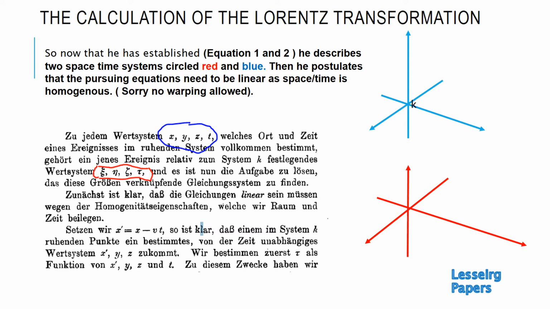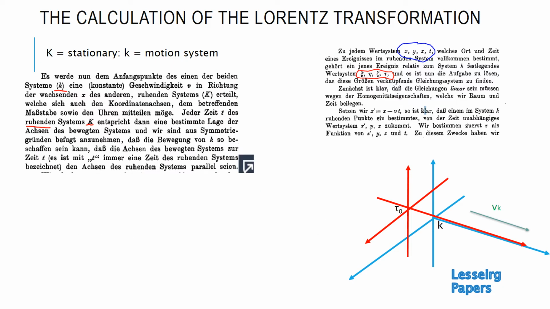He then clearly postulates that the ensuing equations need to be linear, as space-time is homogeneous. So all these things that are now being talked about, like warping and so forth, should not be allowed according to Einstein. I've quickly shown that the blue system, which is the moving system, is moving along the axis of the stationary system. Again, the 0 point is small k, and the 0 point of the stationary system would be the large K, or capital K, sorry.